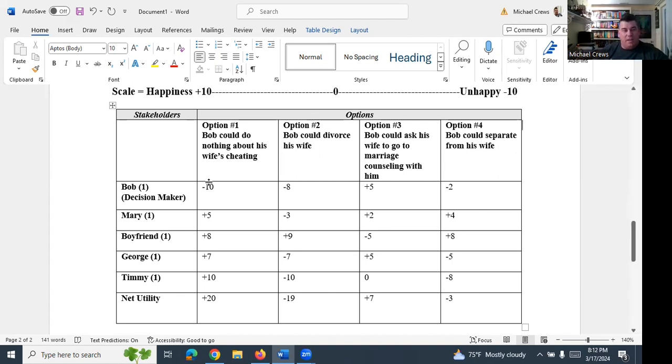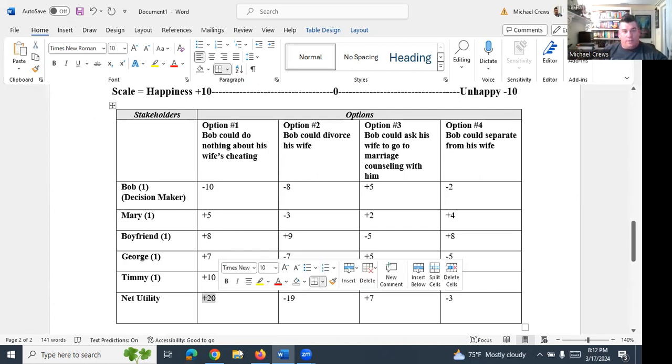So if Bob did nothing about his wife cheating, to me, that's a -10. This is the worst thing. He's still getting cheated on. Nothing's getting resolved. Mary's like a +5. She's not all the way happy, but she's not all the way unhappy because for her, status quo, life's going on as it was. Boyfriend, maybe he's a +8 because they don't have to sneak around as much. The neighbor's a +7 because he doesn't feel bad that he broke him up. Timmy's a +10 because he doesn't know any different and he's just still a young, happy kid who thinks his parents are in love. +20 for the net utility. You see, I took all the numbers, I added them all up, and what I got was a +20.